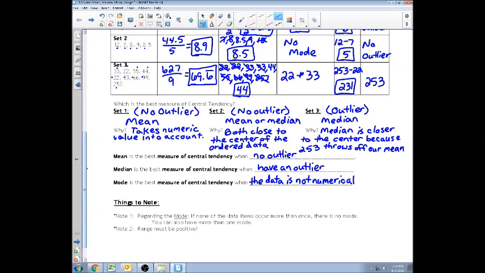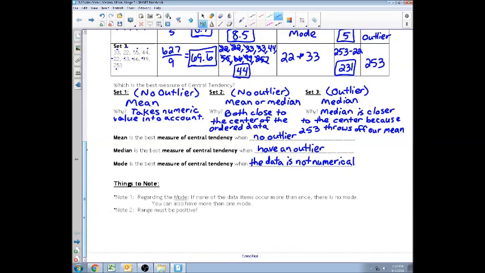Things to note. Note 1. Regarding the mode, if none of the data items occur more than once, there is no mode. But you can also have more than one mode. We did talk about that before. Note 2, the range must be positive. The reason why it must be positive is because it is the largest data value minus the smallest data value. All right, let's move on to the back.